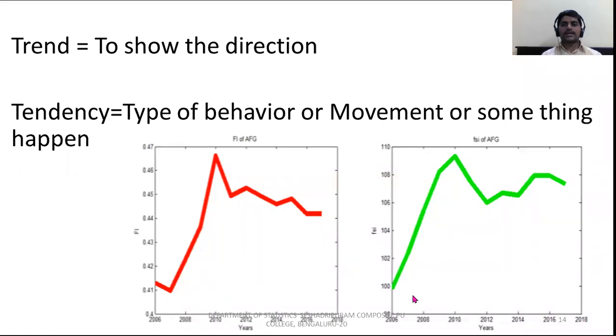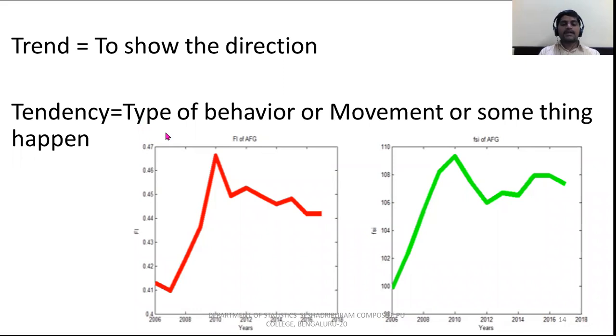So before going to secular trend, what is a trend? Obviously everybody talks about trends nowadays, for example, company profit. The trend goes on like this from year to year. Now, this is most important to listen to. We can see the graphical presentation, which is very easy to understand. Trend is nothing but to show the direction. What is tendency? What is the behavior of the trend line? What are the movements of the trend line, or what is happening in the trend line?